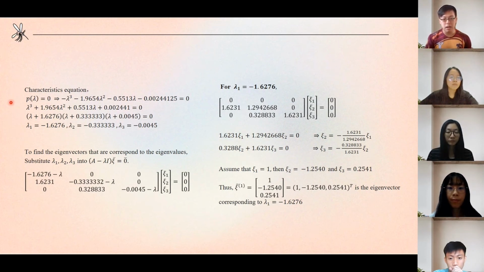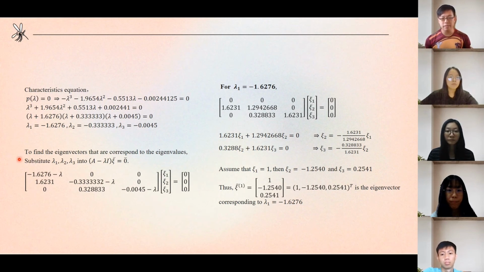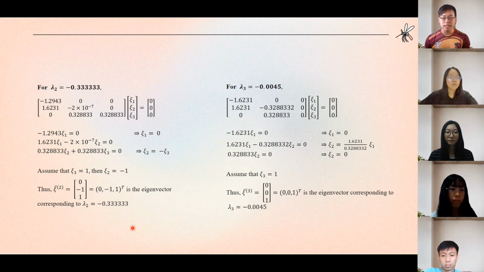Then we will have to find all the roots, and those roots will be our eigenvalues for the system, as shown in the slide. To find the eigenvectors that correspond with the respective eigenvalues, we substitute all the eigenvalues in the form, and hence the eigenvectors for each eigenvalue will be shown in the slide. Next. And these will be the eigenvectors for the second eigenvalue and third eigenvalue.